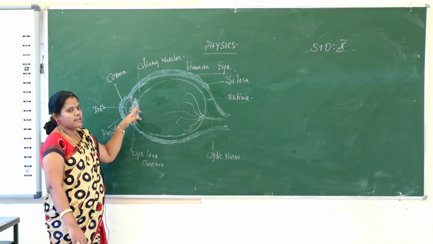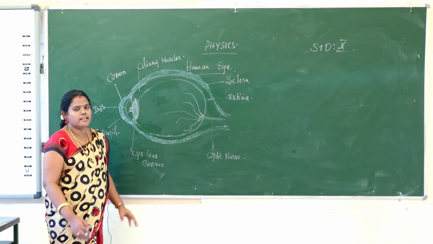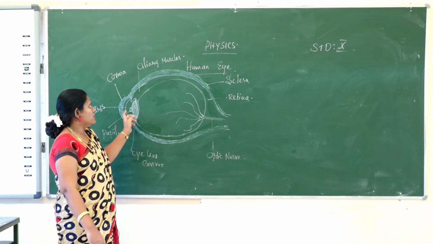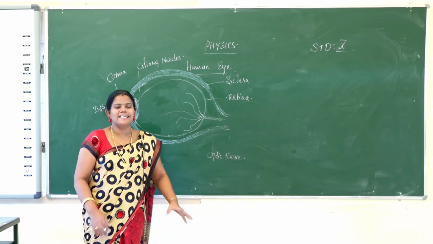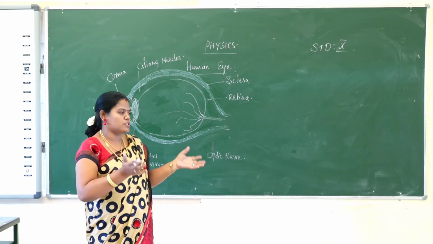Okay, then next is the lens. The lens is convex in nature, so the entering light is easily converged to a point to make an image on the retina. Then the ciliary muscles alter the focal length of the eye lens. Adjusting the focal length of the eye lens is the work of the ciliary muscles.